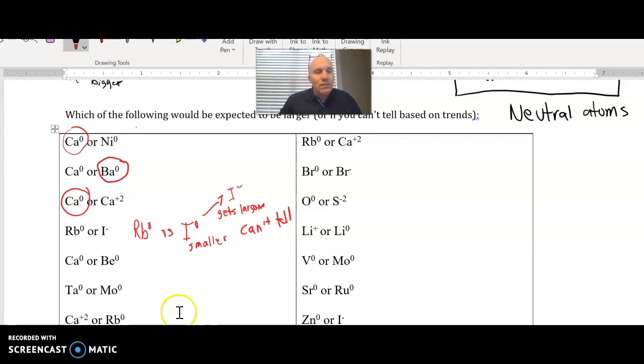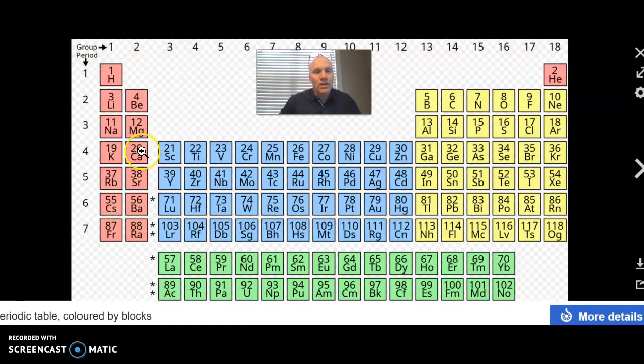This one, let's take a look. This is comparing two neutral atoms. Notice that both of these elements are in the same group, so we should be able to tell just by saying which one is lower. Calcium is lower on the periodic table, so that would be the larger.